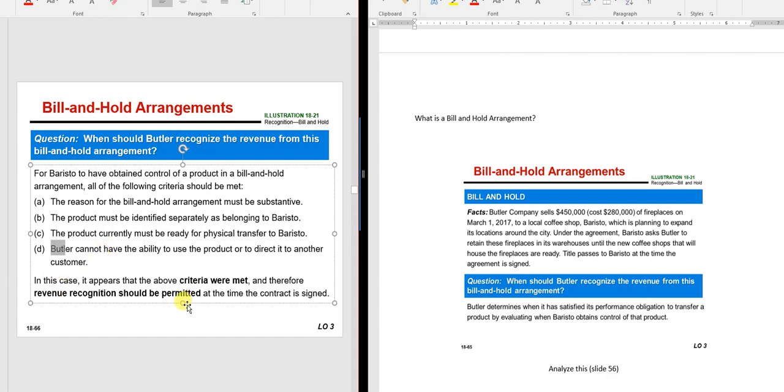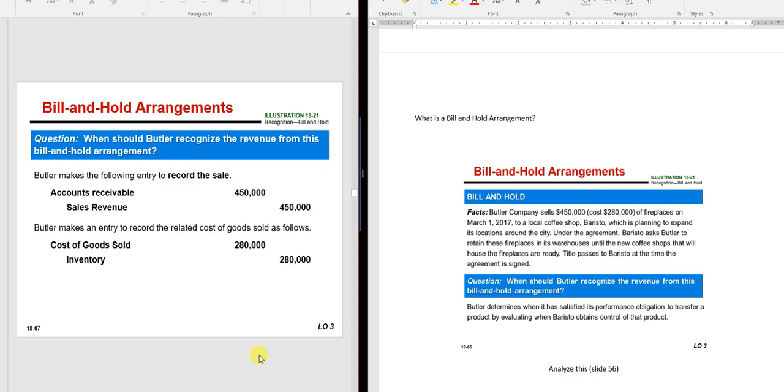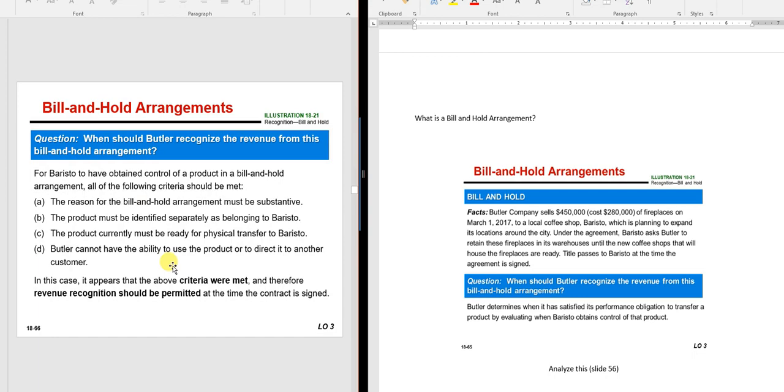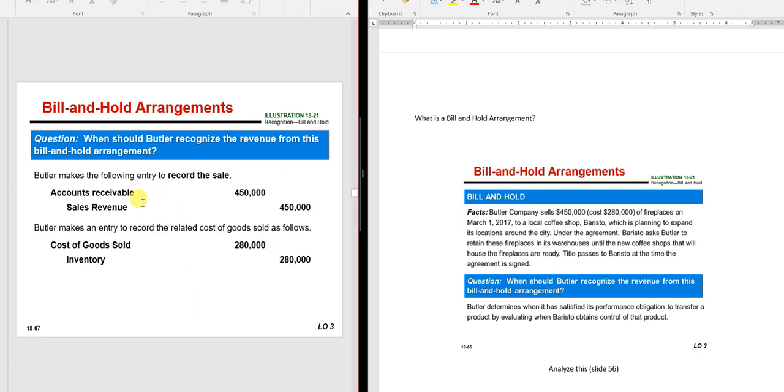So in this case, revenue recognition is permitted. I'm talking about the journal entry for Butler right here. They're going to go ahead and record the sale. A lot of times you could add to this that Baristo is having to insure that product for damage or theft. They've kind of separated it out from all the others, and they can come and get it whenever they're ready for it. Okay, so I record the sale: accounts receivable, sales, cost of goods sold, inventory, right up here.